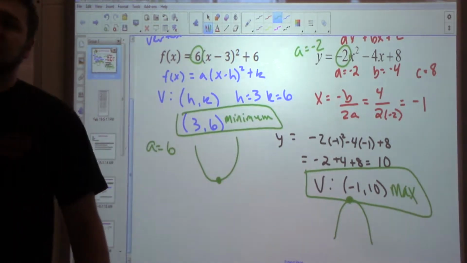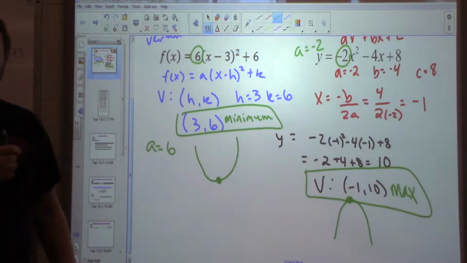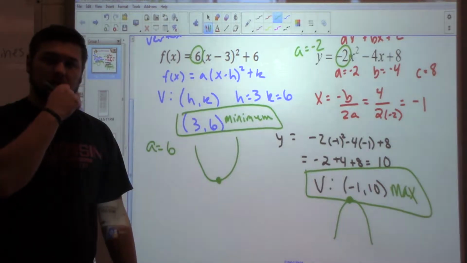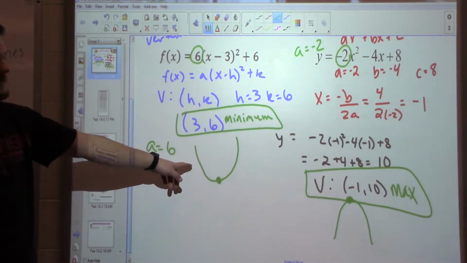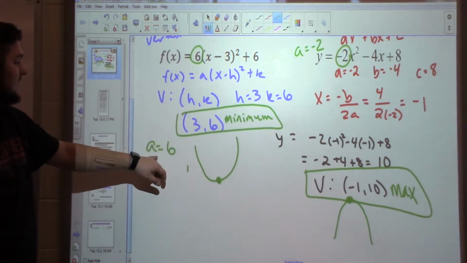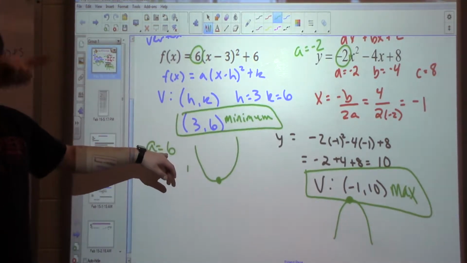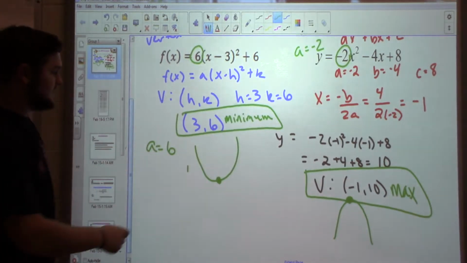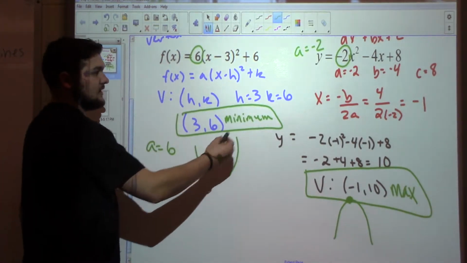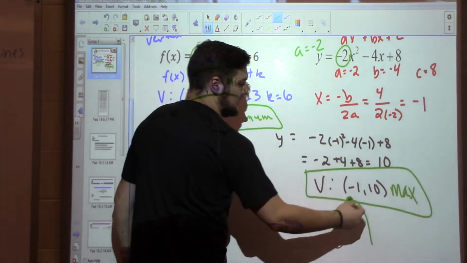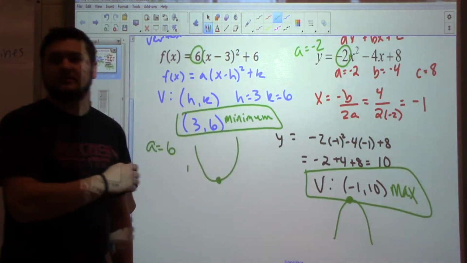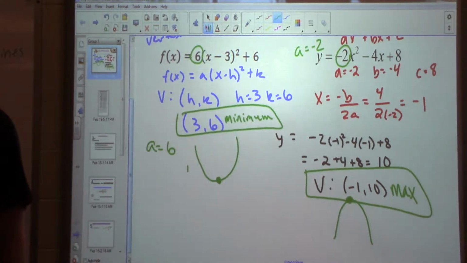Yes, Jack. Why wouldn't you just reverse? What do you mean? Because remember we said if a is positive, it always opens up. If it's positive, it's always smiling. If a is negative, which in this case our a value is -2, it's going to frown. It's going to open down. It all depends on that a value. Okay?